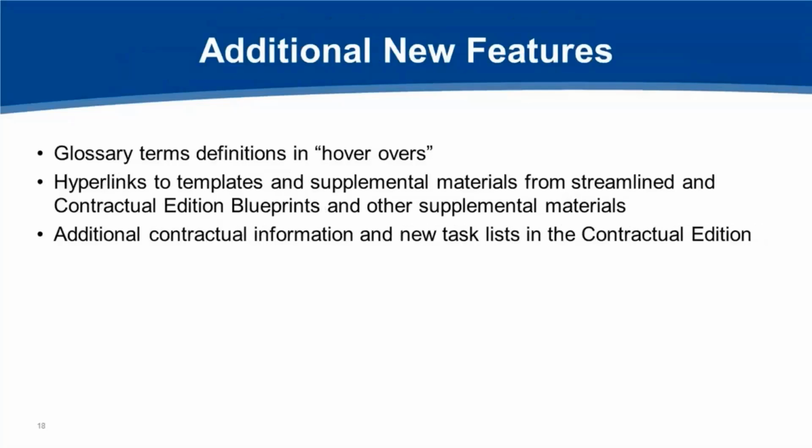Additional new features in version 16 include the provision of glossary term definitions in activated hoverovers, and the team also added hyperlinks linking the main blueprint document and the various templates and supplemental materials. Finally, the Blueprint Contractual Edition includes contractual information and new task lists to assist MIDS measure developers and their CORs with ensuring that they complete all contractually required steps.